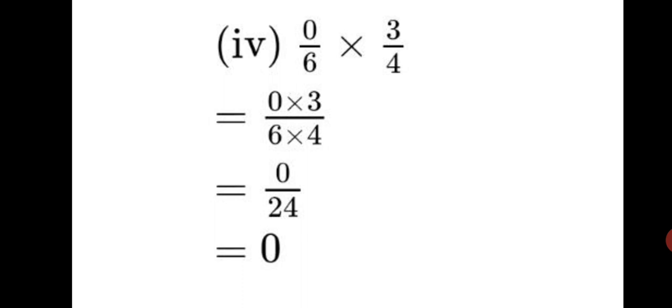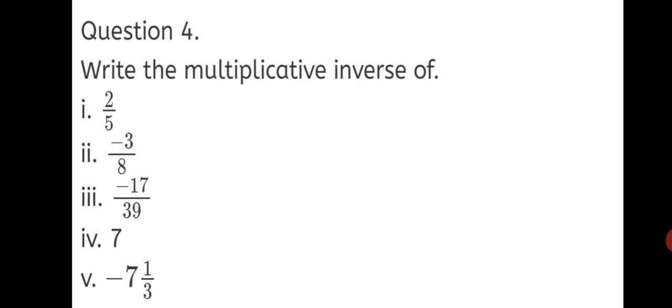Alright. So this way we have finished solving 4 sums based on multiplication of rational numbers. Again, I repeat, you can first reduce and then multiply wherever possible. Okay. Now let's go to question number 4. Write the multiplicative inverse of the given numbers.